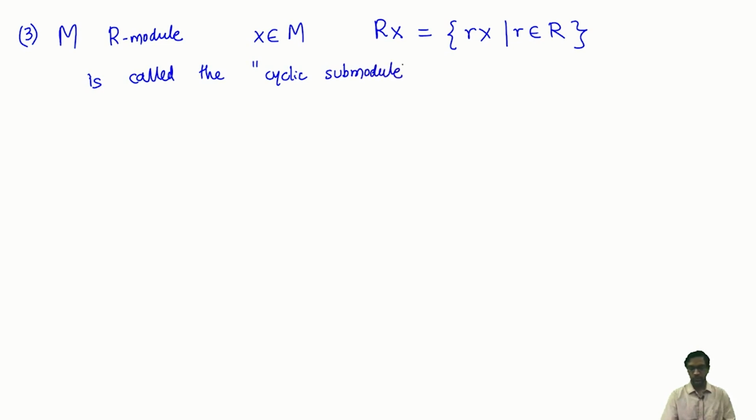It's just the submodule generated by x in some sense. So if it's a singly generated submodule, we usually call it cyclic. It's a cyclic submodule generated by x.